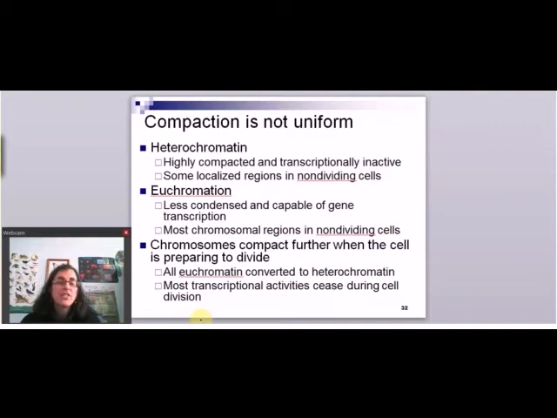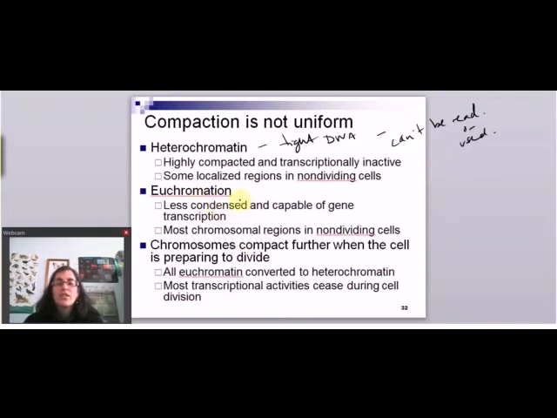So compaction of the DNA is not uniform. When DNA is very tight, it's called heterochromatin. So this is tight DNA. If something's really tight, it can't be read. So when the DNA is in the heterochromatin form, it can't be read or used. This is going to especially happen when the cell is dividing. So that's when you will usually see heterochromatin.